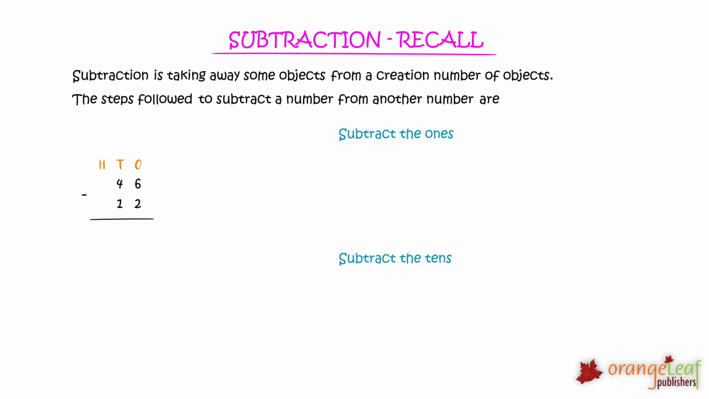Step 1. Subtract the ones. 6 minus 2 is equal to 4. Write 4 in the ones place. Step 2. Subtract the tens. 4 minus 1 is equal to 3. Write 3 in the tens place. The answer is 34.